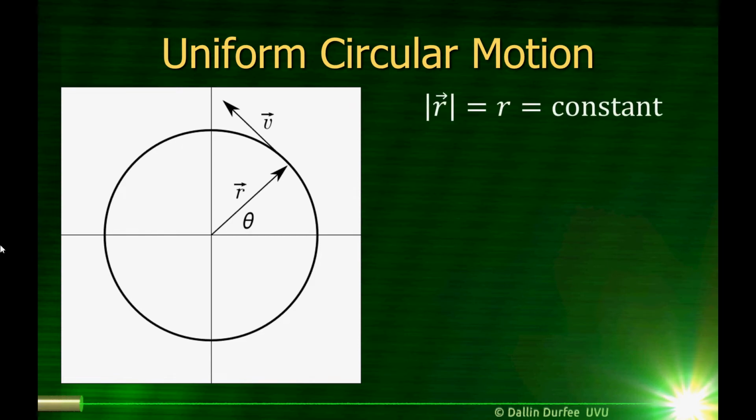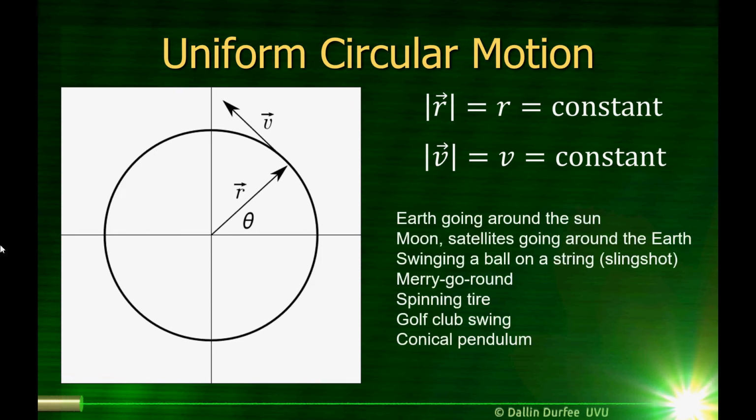So when we have uniform circular motion, that distance r is constant. The magnitude of the displacement from the center of the circle is constant. It's only the angle that is changing. And since we're going at a constant velocity, the magnitude of that velocity vector is constant. So the direction of the displacement and the direction of the velocity will change as it goes around the circle, but the magnitude of r and v will not change with time.